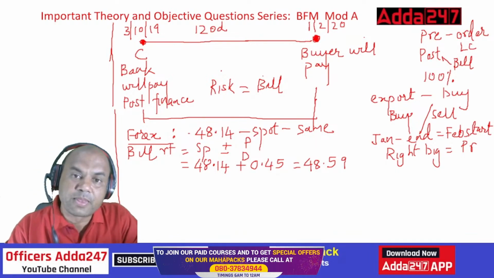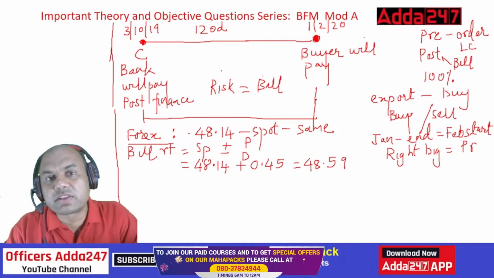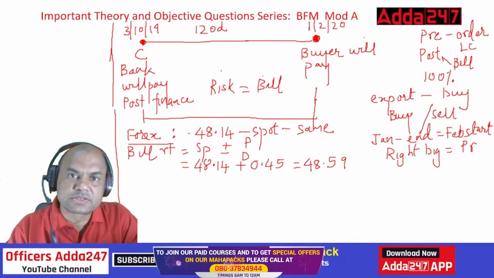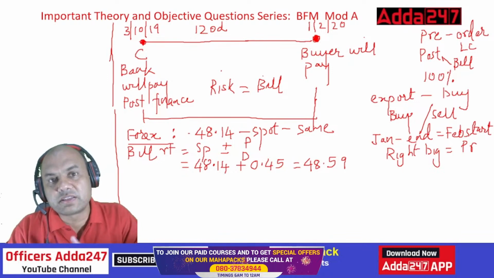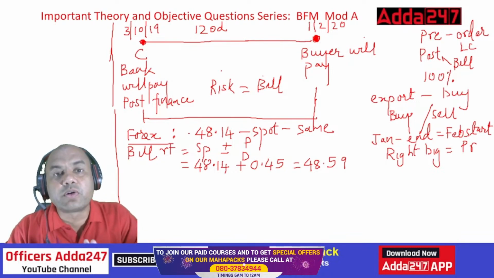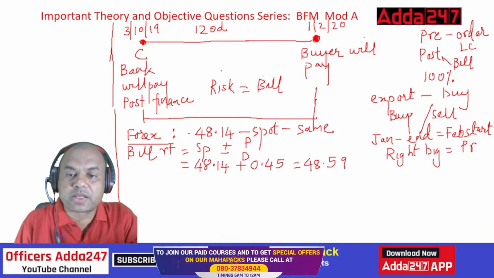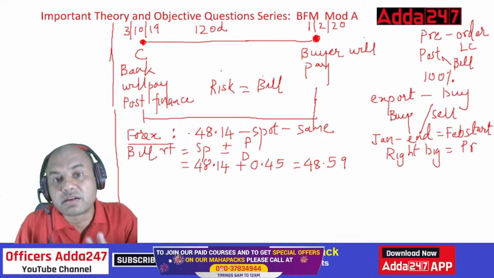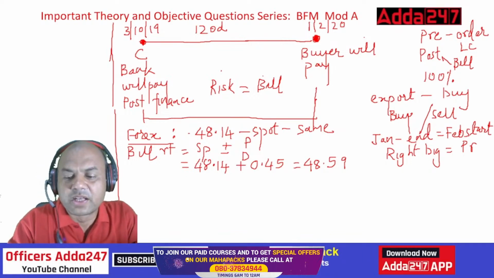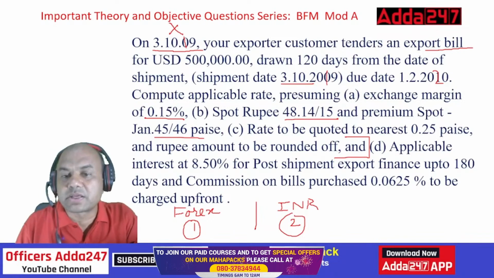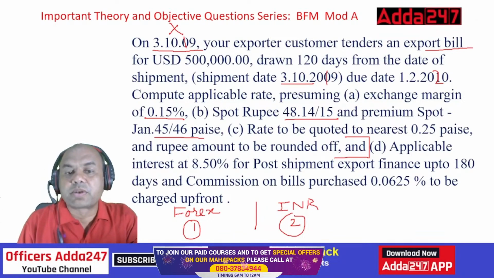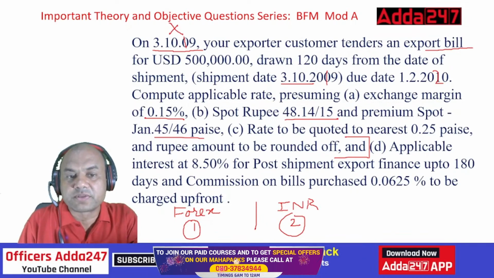No. Why? Because always remember in any forex there are three parts. One is buy or sell, decide whether that. Second is forward rates, which means applying the forward margin. And third is always the TT margin, the exchange margin. So what is the exchange margin given over here? Look at this, 0.15%. The exchange margin is given as 0.15%.